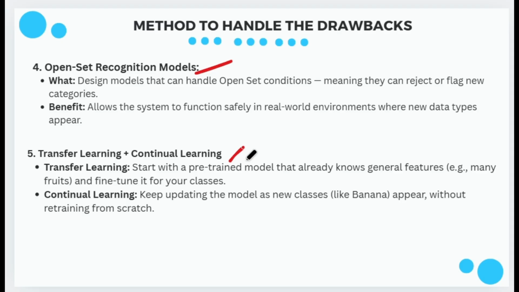Then continual learning, or lifelong learning. Continual learning means the model learns new classes over time without forgetting old ones. For example, if we keep apple and orange in the training dataset and later add banana, the model should now know apple, orange, and banana without retraining from scratch. We added banana, but the model is not retrained from scratch, yet it can predict the banana.